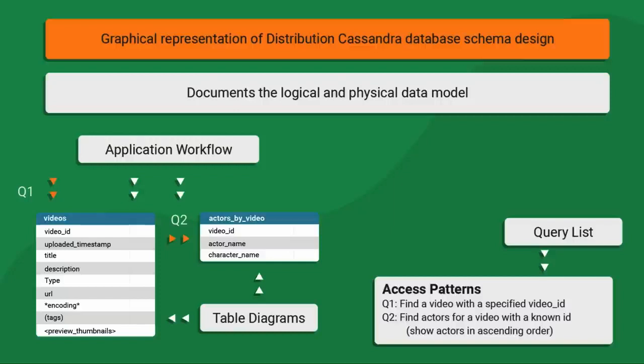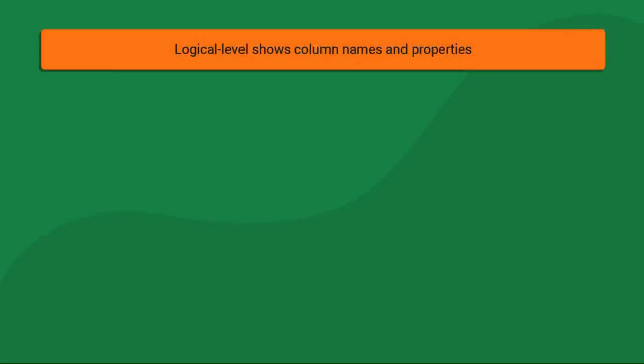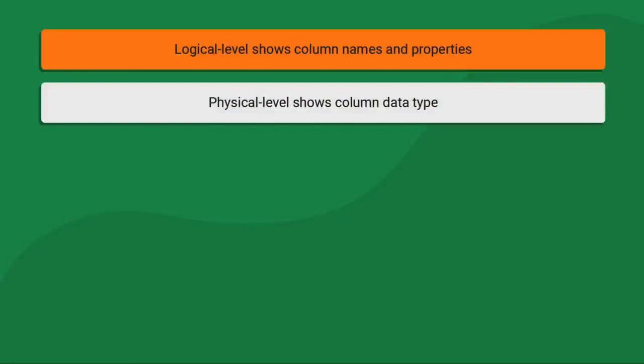As you know, queries are the king and the queen while designing the Cassandra data model. And lastly, we have our UDTs, which stand for user-defined data types. These are a lot like Cassandra tables but without a primary key. And these can be nested into other Cassandra tables. On a logical level, the Chebotko diagram shows the column names and properties. On a physical level, Chebotko shows the column data type. In order to move from the logical tables to the physical tables, we just need to add column data type followed by a bit of optimization if needed.